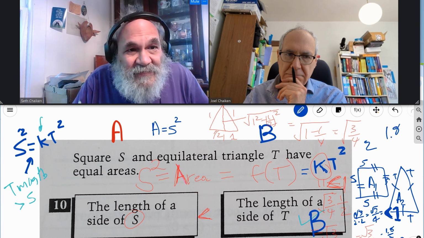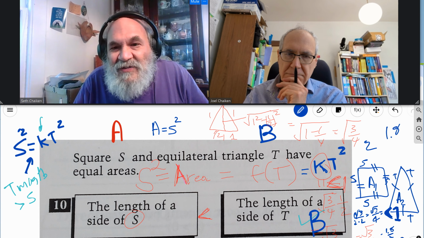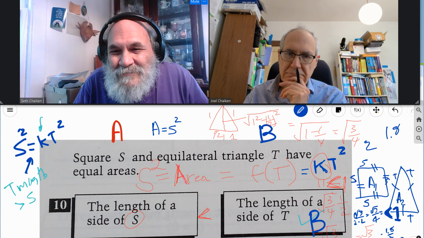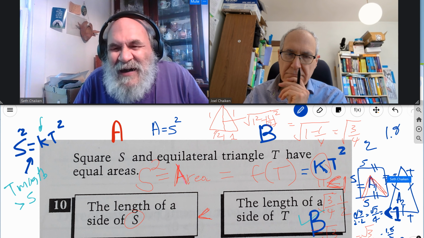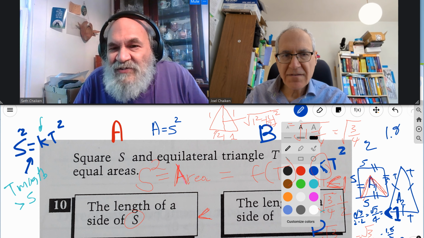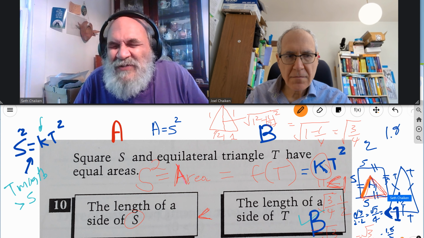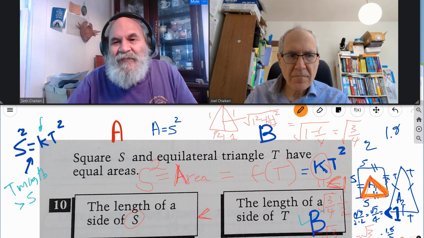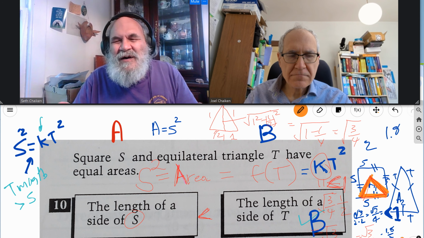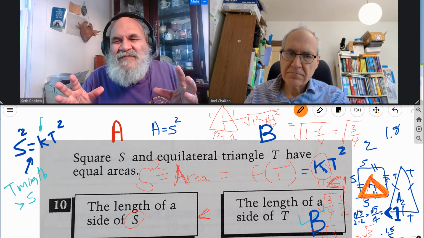This blue thing is our square. The equilateral triangle will look something like this. Its height is less than the length of the side. One side of it lines up with one side of the square, so the triangle has a smaller area. Therefore, for the areas to be equal, the length of the side of the triangle must be bigger.